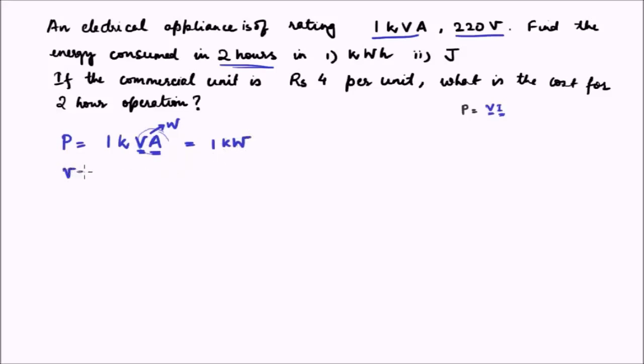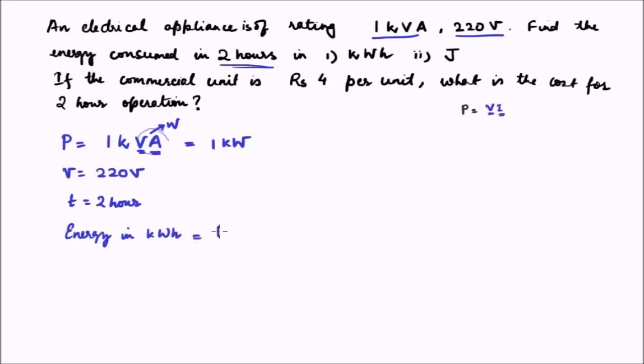Next we have the voltage rating as 220 volt. We have said that the appliance runs for 2 hours. Time is equal to 2 hours. And we are asked to find out the energy consumed in kilowatt hour and in joules. So energy in kilowatt hour, let us find out.